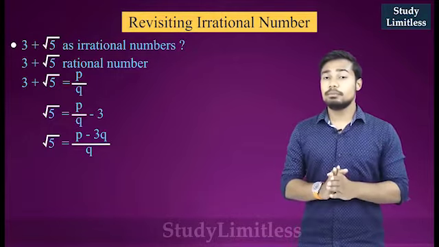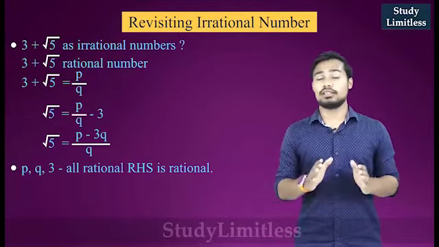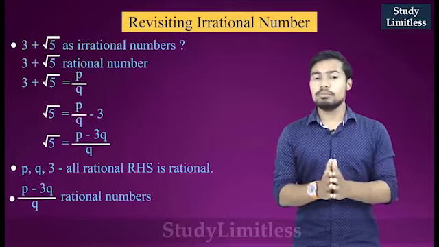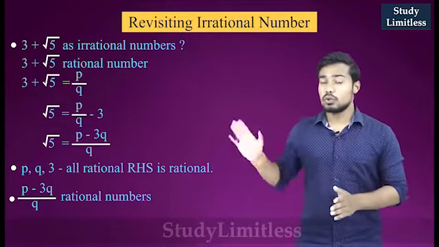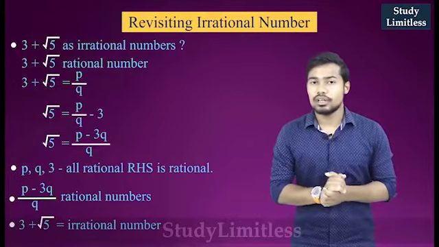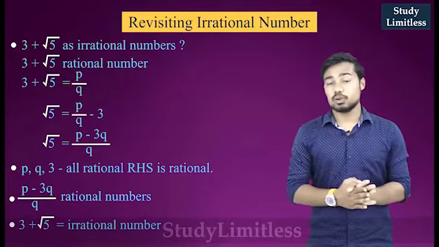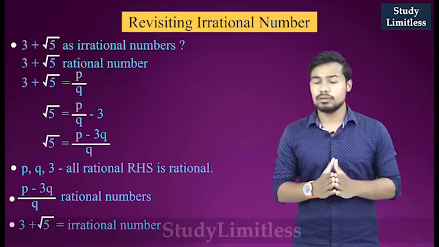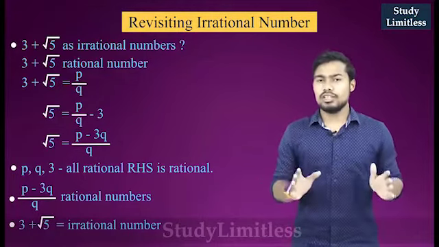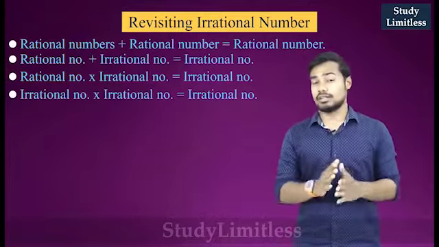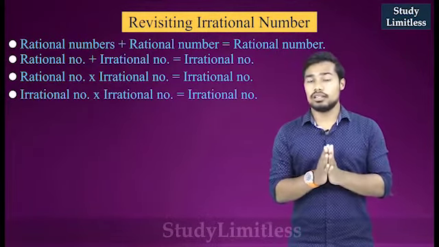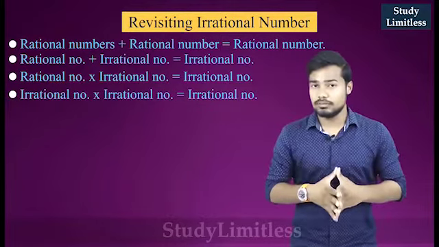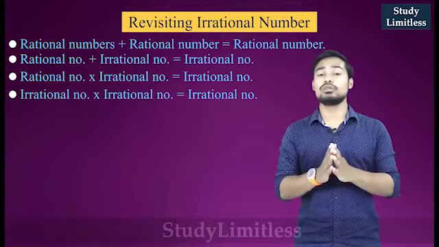So here we know that p, q and 3 are all rational numbers. Therefore, p minus 3q upon q will be a rational number. But this contradicts that root 5 is an irrational number. Therefore, we know that 3 plus root 5 will always be an irrational number. From here, we can also say that the addition of two rational numbers will give us a rational number. Addition of an irrational number plus a rational number will give us an irrational number. Product of two irrational numbers will also give us an irrational number.